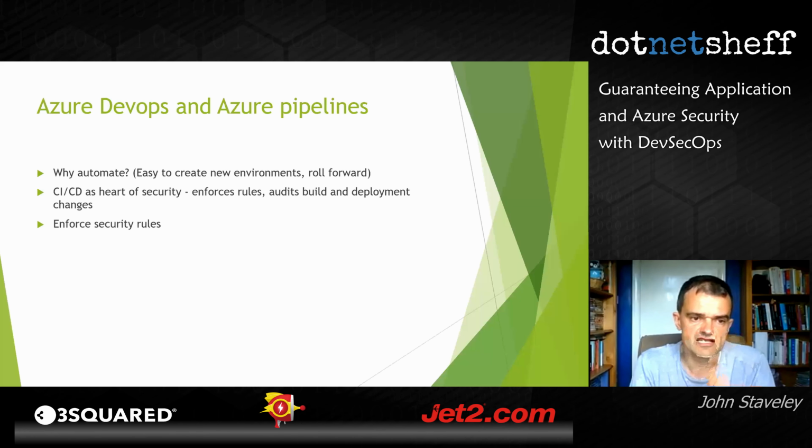So what that means is your continuous integration and deployment pipeline is the heart of security because it enforces all of those rules. It enforces the checks and balances and the testing and the deployment, and makes sure the deployment happens in the right way.